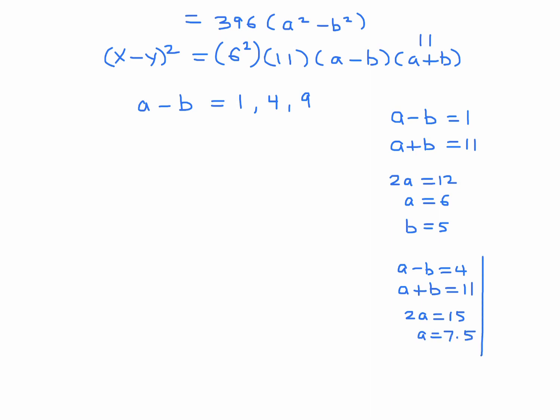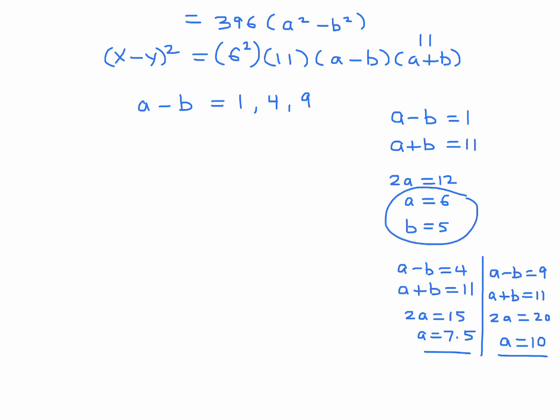And similarly, if you do a minus b is equal to 9, that will also not give me an integer solution. It will be 9, a plus b is 11 as before, and that would be 2a is equal to 20. Now a is going to be 10. That is an integer, but the problem is that a has to be a single digit. So these are the solutions that do not work. So the only one that works is a equal to 6 and b equal to 5.